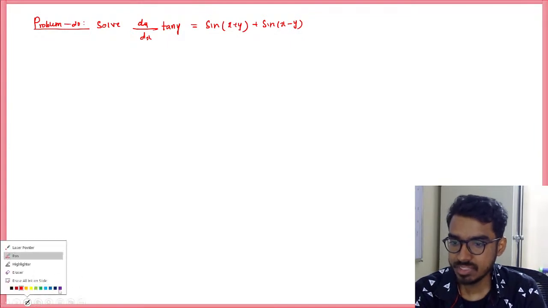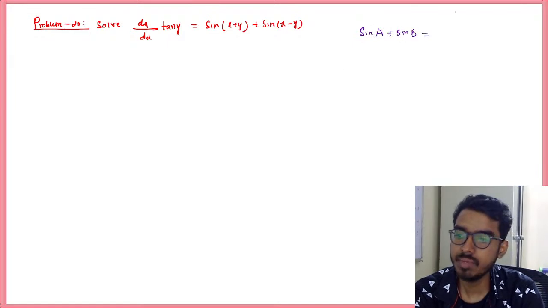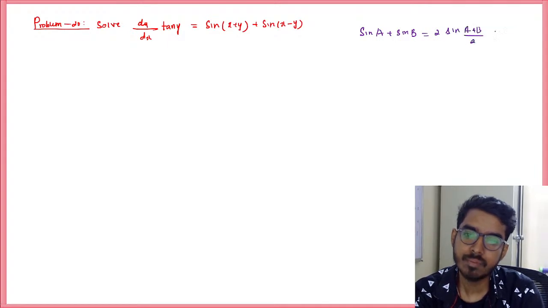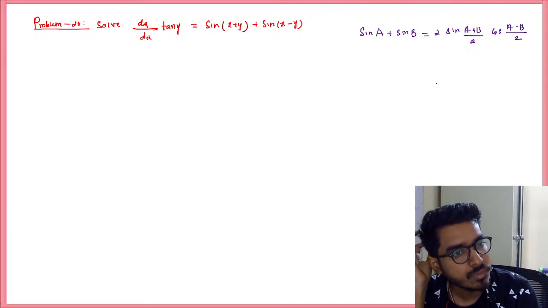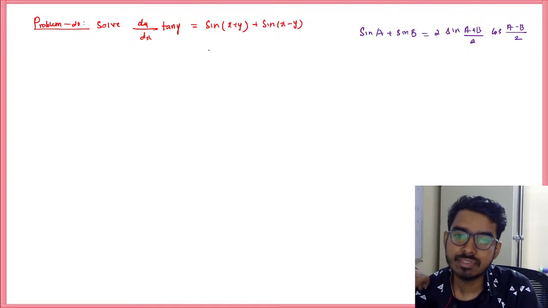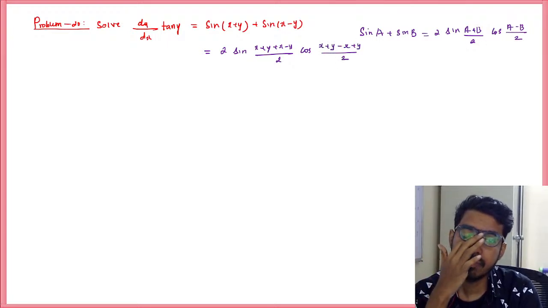So what is sin a plus sin b? Sin a plus sin b is 2 sin of a plus b by 2 cos of a minus b by 2. These are the standard trigonometry formulas. Let's try to apply the formula here. Sin a plus sin b is 2 sin a plus b by 2 cos a minus b by 2.